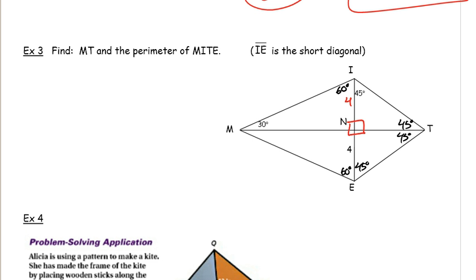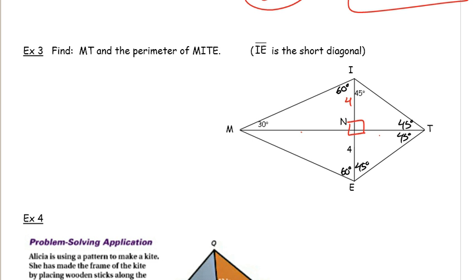Look at the information you have and keep in mind what you want to find. In order to find MT, I need to find both this and this. And then for the perimeter, I need to find both my outsides. So basically, I need to find everything here. So I'm going to start on the triangle that I do have information on. And that's both of them, actually. The 4 is being shared for both of them. And this is actually going to be a pretty darn easy special right.